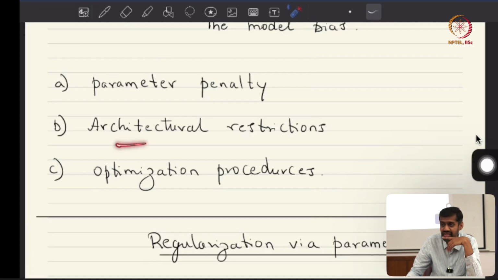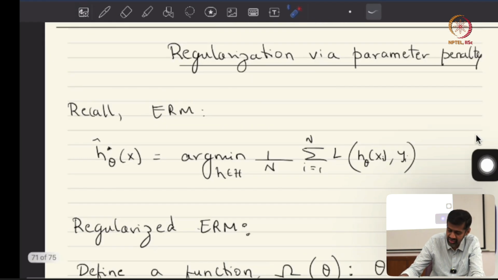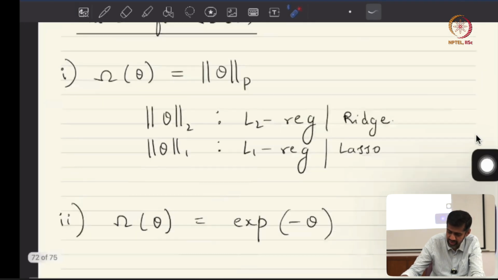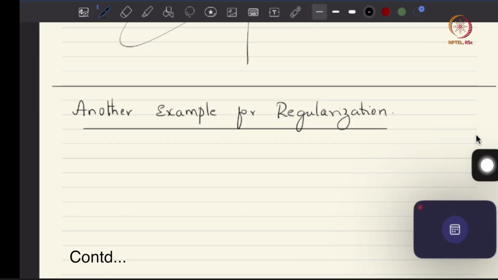And architectural restrictions is something that we will see later in the course, right, where you take a fully connected neural network. A convolutional neural network is a heavily regularized fully connected neural network is what I will show you later in the course. Okay. A transformer is one way to regularize any architectural design that you do. Yeah, there is one other optimization procedural regularizer that I will just mention without proving, and then we will move to the next topic. We will stop here and continue in the next lecture.